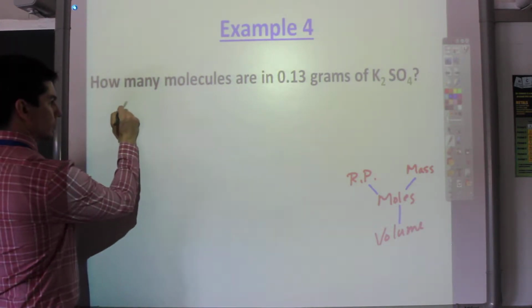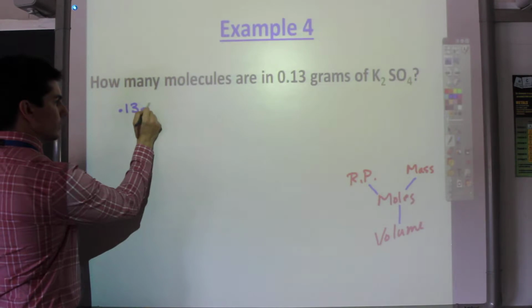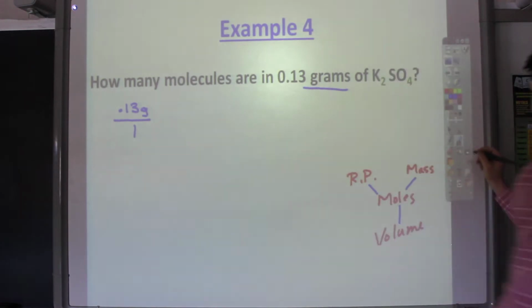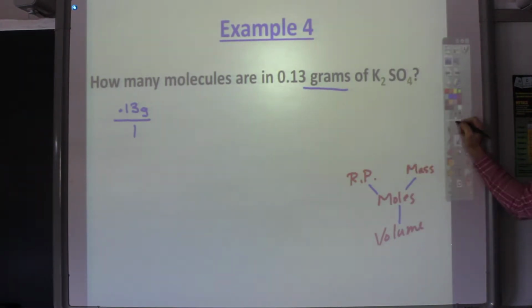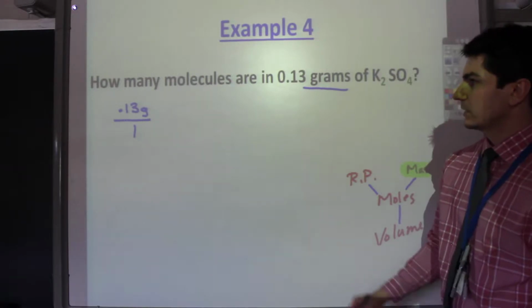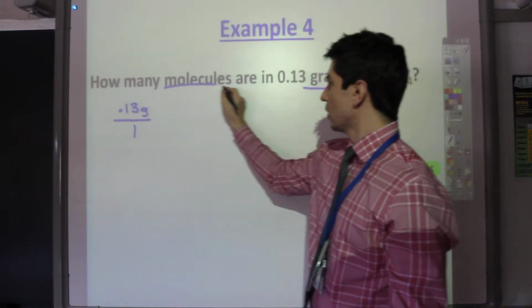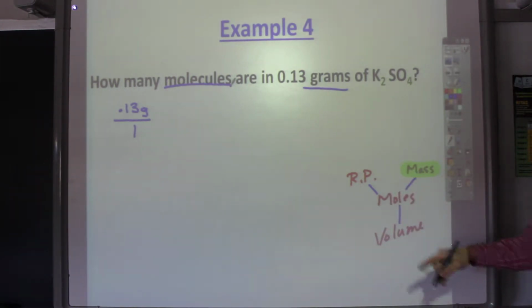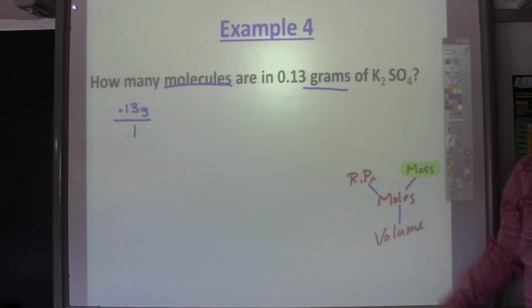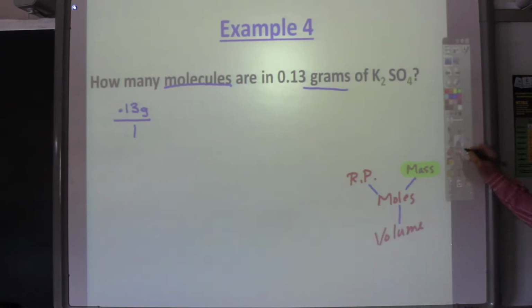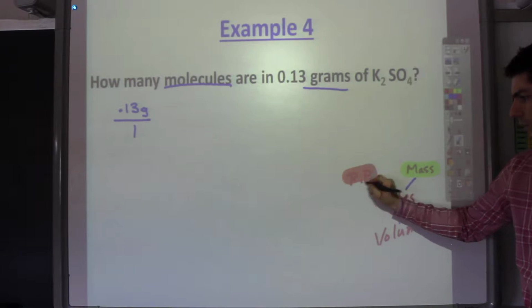As we've been doing, you're just going to put what you're given. So I have 0.13 grams over 1. That tells us we are starting at grams, and grams is going to be mass. So for our starting point, I'm going to highlight mass in green. Let's see where the problem is asking us to go. It's asking for how many molecules are in 0.13 grams of K2SO4. Molecules are going to be representative particles, which are molecules, ions, atoms, formula units. So that's where we want to get to. That's going to be our stopping area.